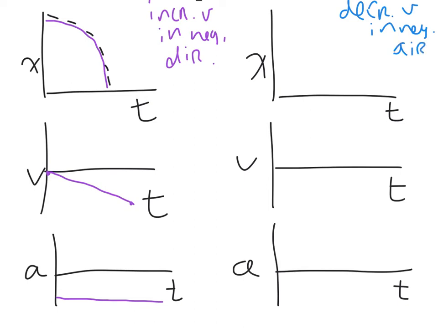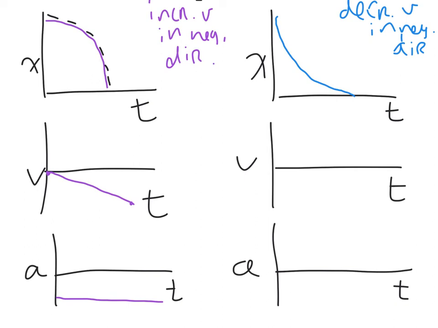So decreasing speed in the negative direction means that for my position time graph, the slopes of any tangent line that I draw have to be negative and getting smaller, so shallower. That graph can only look like this.